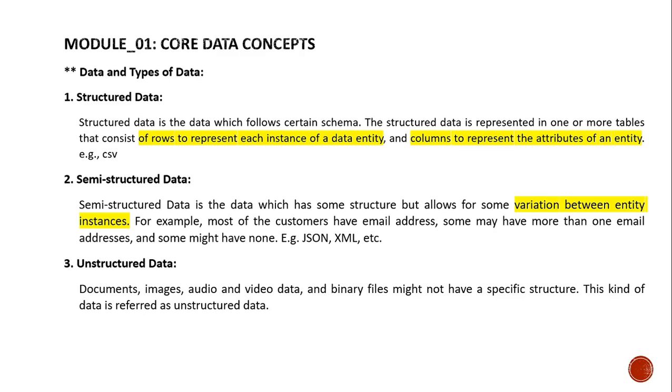The next is the unstructured data. So in unstructured data, the different type of documents, images, audios, and video data, and binary files. So these files don't have any specific structure. Binary files, for example, the data is stored in the form of zeros and ones, so they don't have any specific structure. So these kind of data is referred as unstructured data. So it's quite simple, only 3 types, and it's easy to separate them.